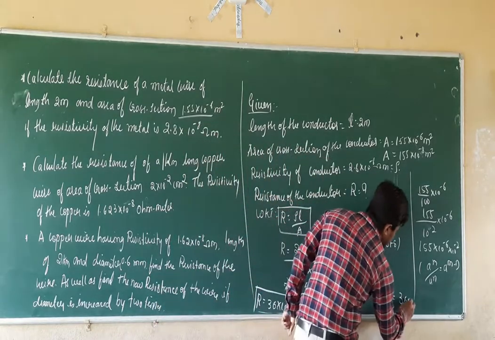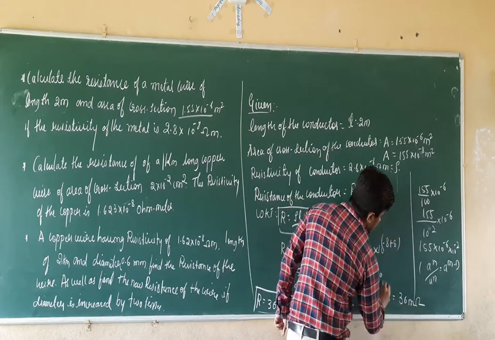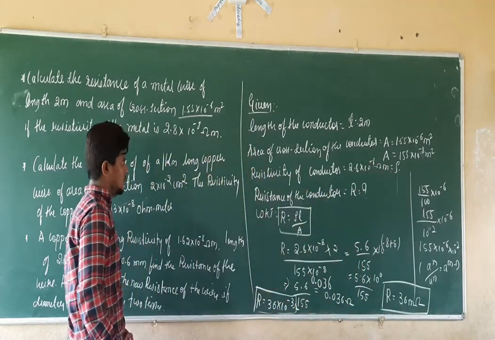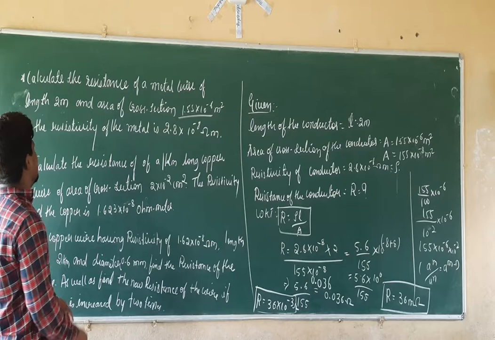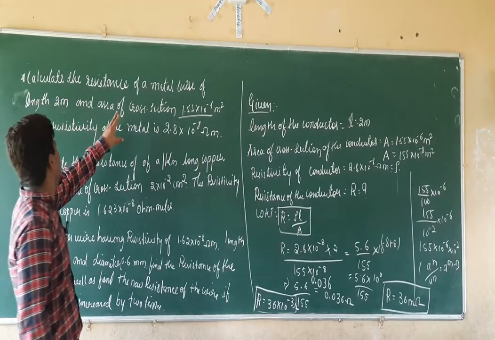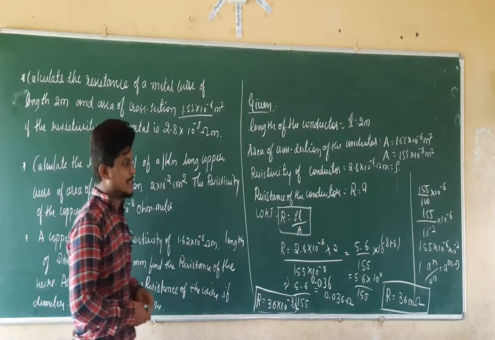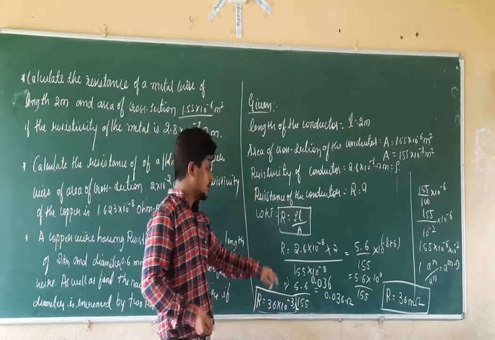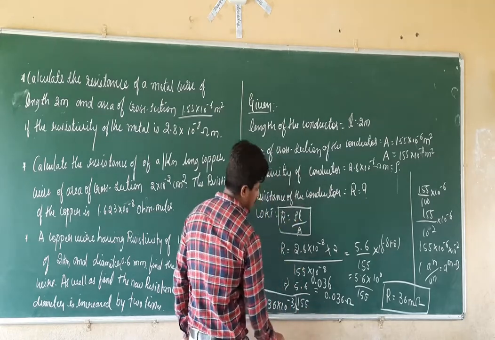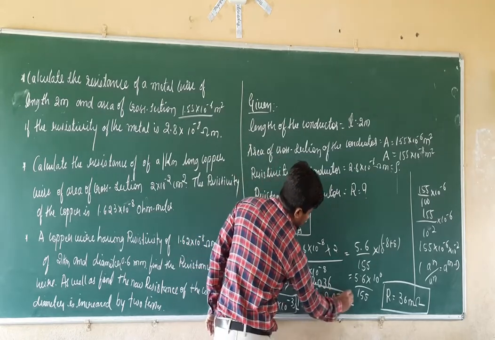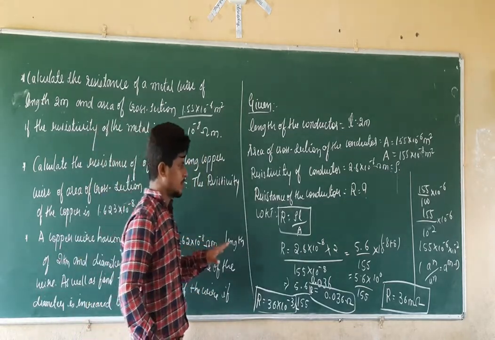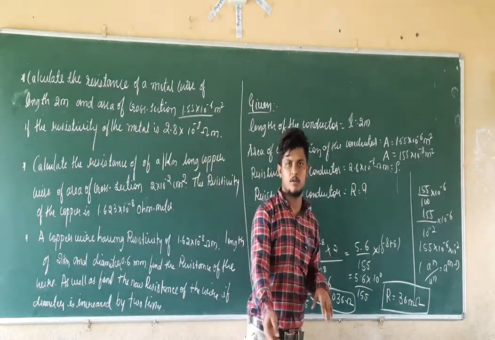So it will be 36 milliohms. Therefore resistance is equal to 36 milliohms. So if you want to write the last conclusion, the conclusion will be: the resistance of the metal wire is equal to 36 milliohms or 0.036 ohms. So here is the final answer. This is about the first problem.